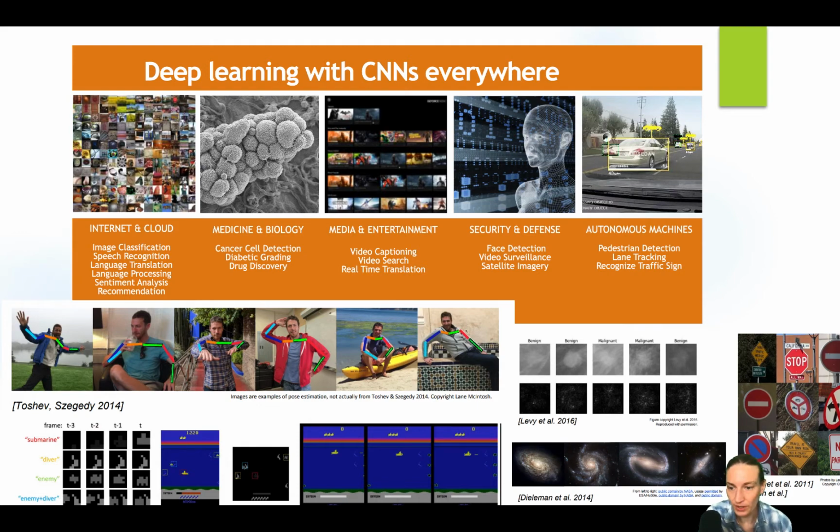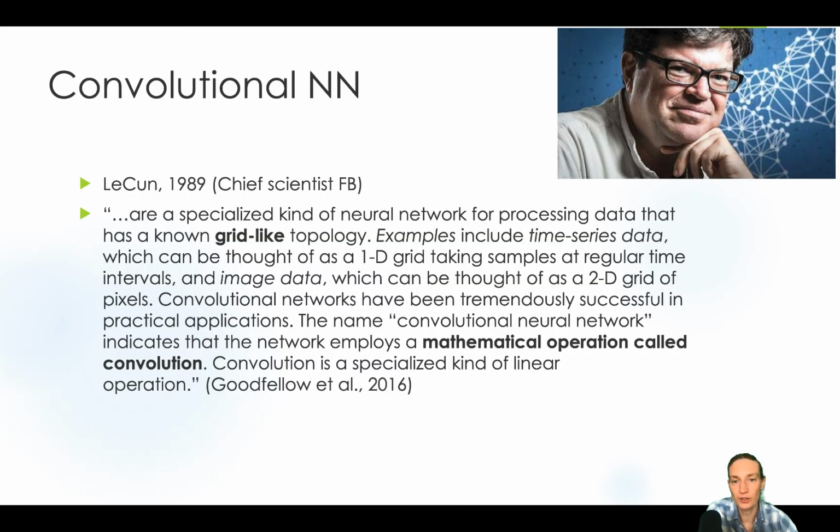Others include, we have some game examples here. Using an image of a game, we can use reinforcement learning with convolutional neural networks to predict what action the game bot should take to defeat you. Convolutional neural networks were first conceived by Yann LeCun, who's now chief scientist at Facebook. Remember, LeCun is one of the 3 big names in machine learning.